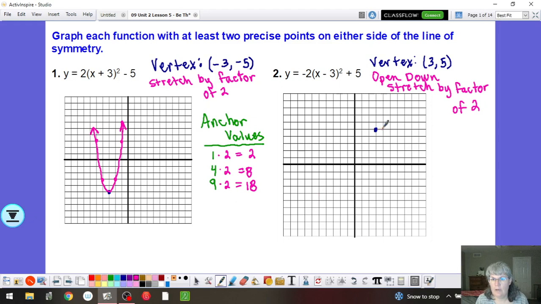Remember, because this is open down, when you go 1 unit left or right, you're going to move 2 units down. 2 units left or right will be 8. And then if we had room for 3 units on either side of the vertex, we would graph down 18. And I don't have room on my graph based on where the axes are located. So here we have our 2 parabolas.